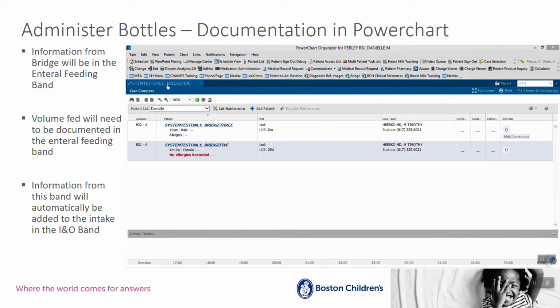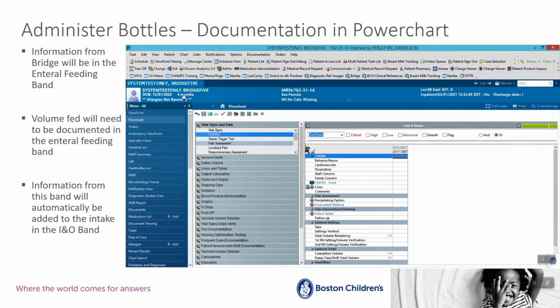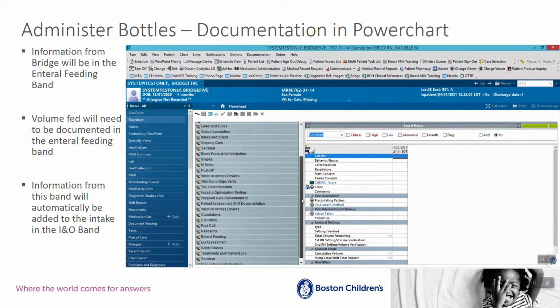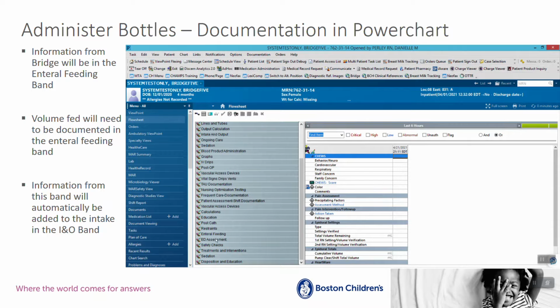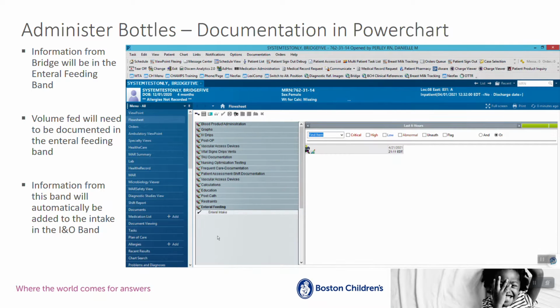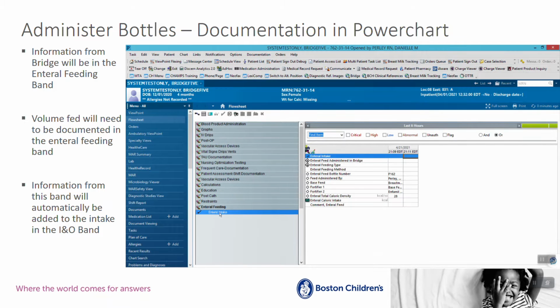To complete the documentation, you will go into PowerChart, open the new enteral feeding band. This will be right below I's and O's for everyone. Select the enteral intake field. Here you will see the information that has come in from PowerChart for the bottle I just administered. This will work a lot like the blood product administration.